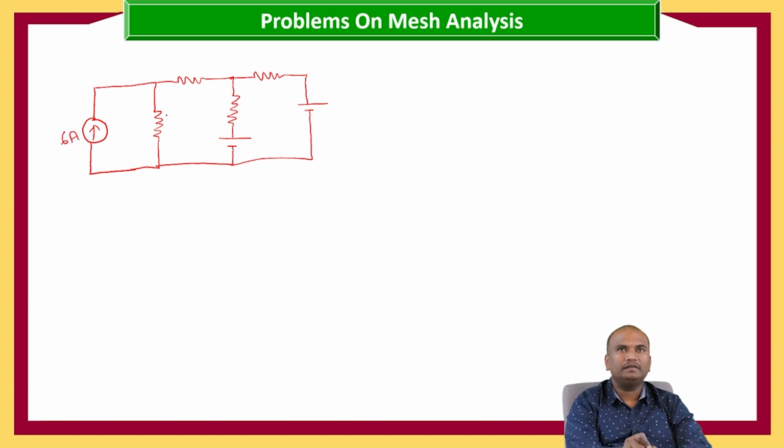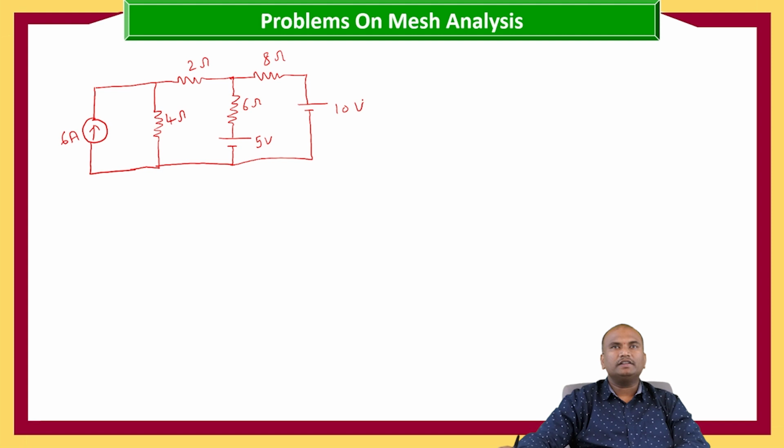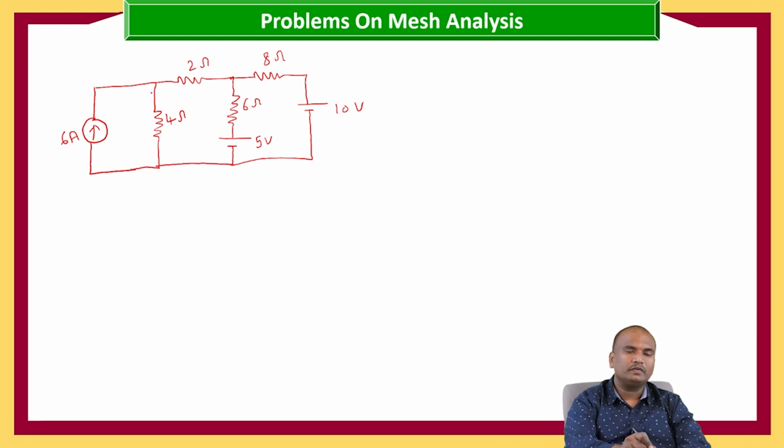6 amperes, 4 ohms, 2 ohms, 6 ohms, 8 ohms, 5 volts, 10 volts. This is the circuit which is given, and now we need to calculate the current flowing through 4 ohms and 6 ohms.